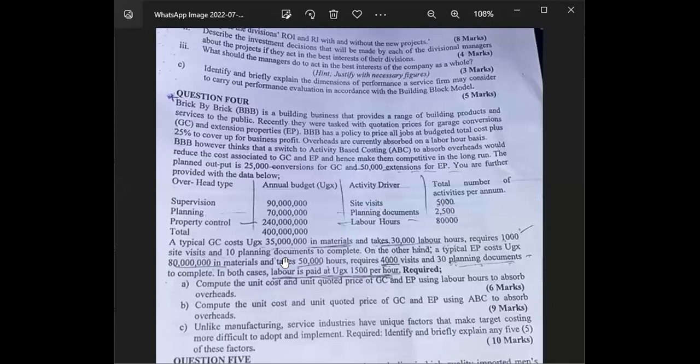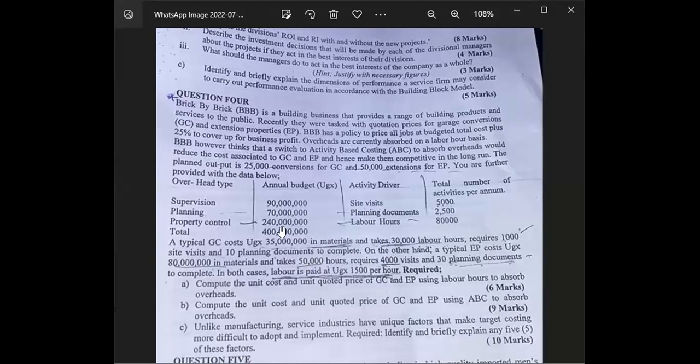Okay, here they say that under GC, you need 30,000 labor hours. Then under EP, you need 50,000 labor hours. So our total budgeted labor hours will be the 50 plus 30, giving you the 80,000. Okay, I hope I've answered you.